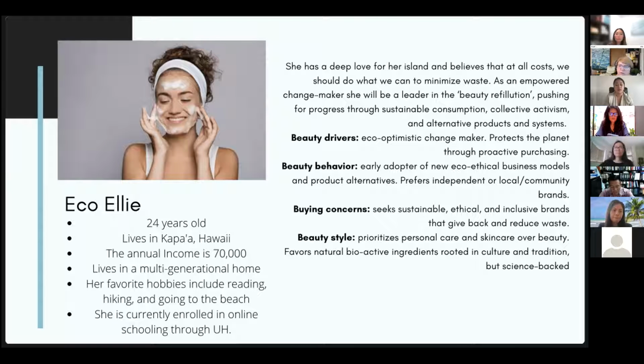And lastly, her beauty style. She prioritizes personal care and skincare over beauty. She favors natural bioactive ingredients rooted in culture and tradition, but science backed. So this is super important to note because this is where I can determine if my product would actually be the right fit for her in her everyday life. Because my skincare line is natural and eco-friendly, it meets a lot of the points that have been stated here. So now that I have created my buyer persona, I can now send her through the funnel and see how she might react to any of the different stages that I've set up.